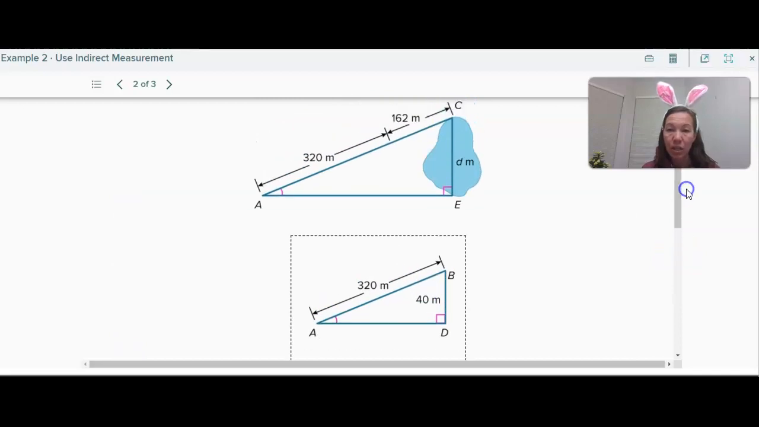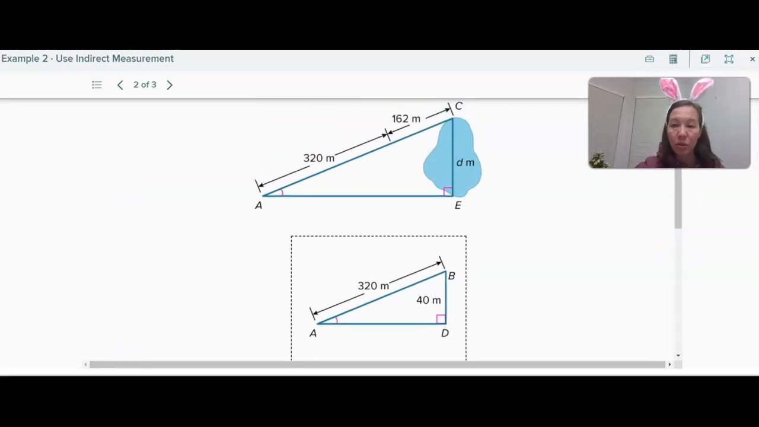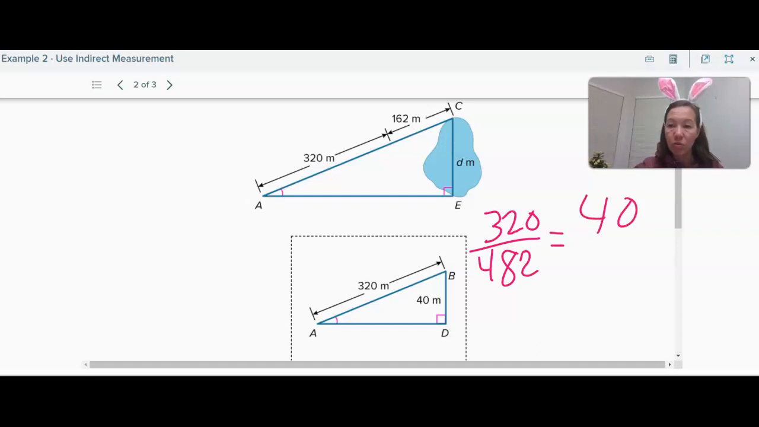Okay, so just to write it over here so it's a little bit easier to see, possibly for you, 320 over 482. So again, this side over this side equals 40 over D. This side over this side.